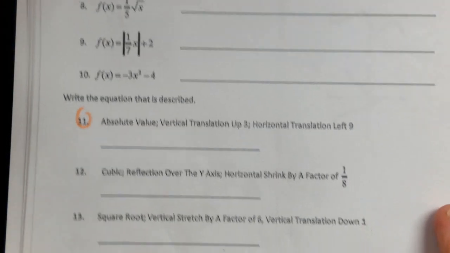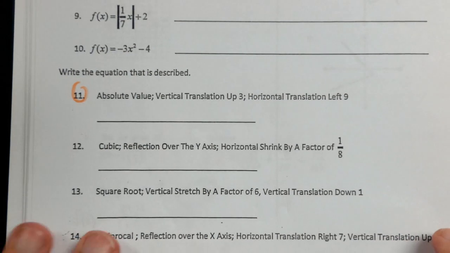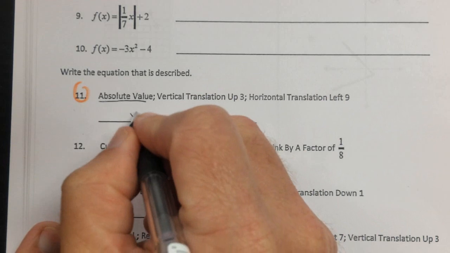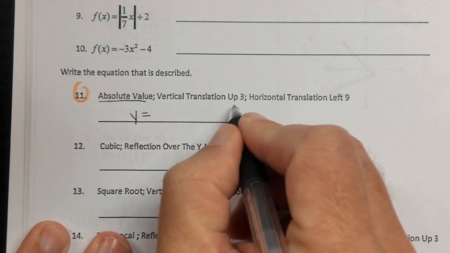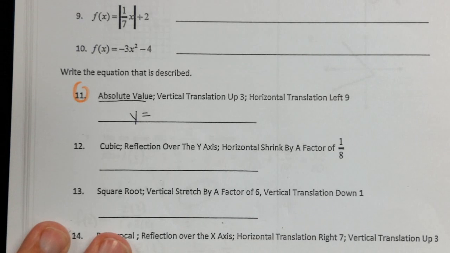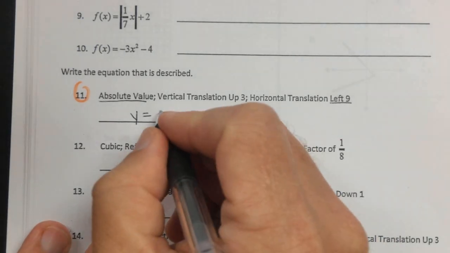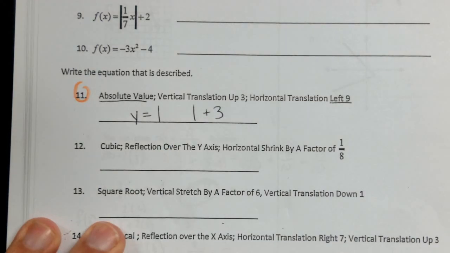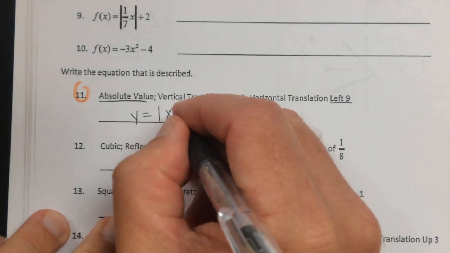All right, and then finally number 11, the absolute value. That's the one we're most familiar with because we did a lot of work with that. Vertical up 3, so that'd be a plus 3 at the end. Left 9. I know the plus 3 is at the end, that's the easy part. How do I get a left 9? Plus 9. Yeah, x plus 9. Right, the x stuff is backwards.